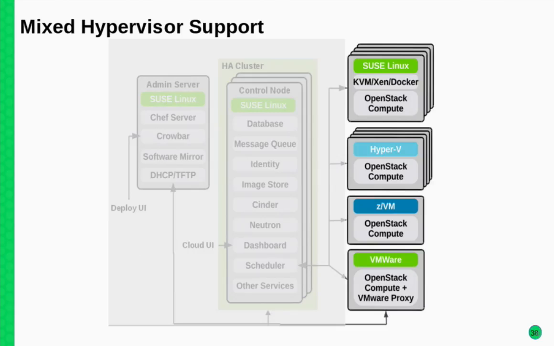We don't talk about how many nines this can support, but the idea is that I can have outages in my control plane, I can lose a server, but the actual control plane stays up and running. And then you can use SUSE Linux Enterprise Server as the hypervisor host running KVM or Xen or Docker. We support Microsoft Hyper-V. We support VMware, and then with SUSE OpenStack Cloud 6, we started supporting z/VM.